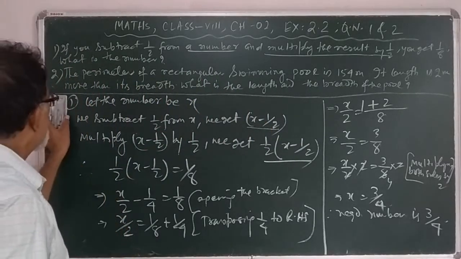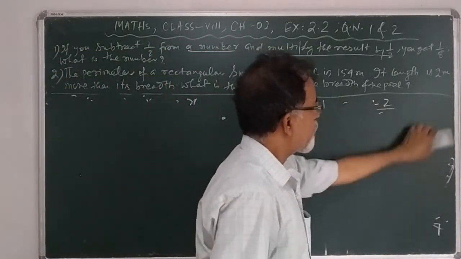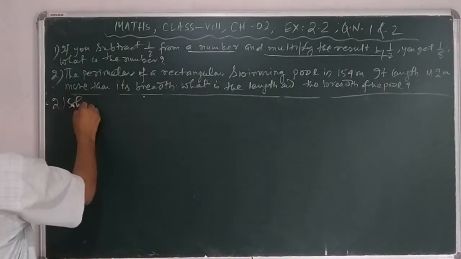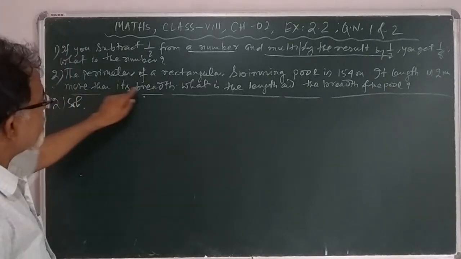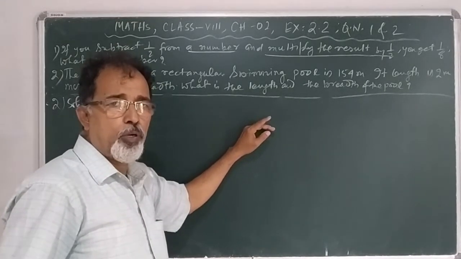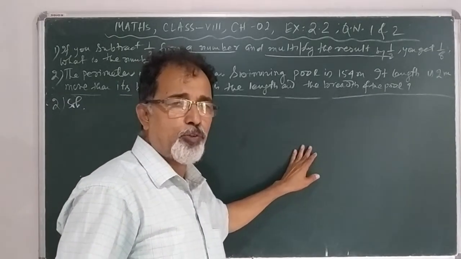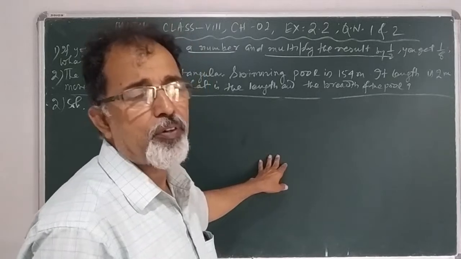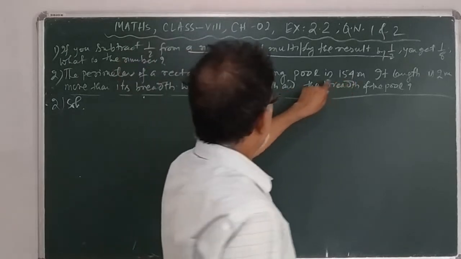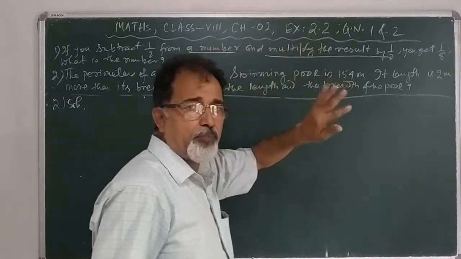Now I am going to solve the question number 2. Solution. The perimeter of a rectangular swimming pool. You already know what is the formula to find the perimeter of a rectangle. Perimeter of a rectangle equal to twice the sum of the length and breadth. 2 into within bracket L plus B. The perimeter of a rectangular swimming pool is 154. It is given. Perimeter has been already given.